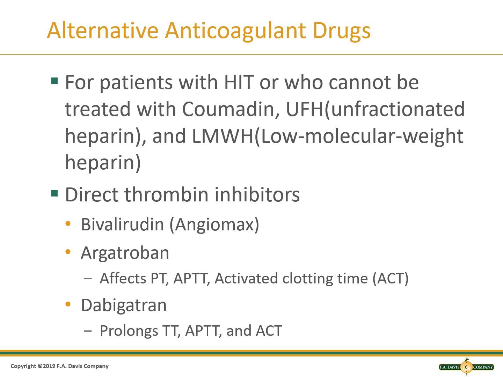For patients with HIT or who cannot be treated with Coumadin, the unfractionated heparin, or the low molecular weight heparin, you have direct thrombin inhibitors. Some of those are Angiomax, argatroban, which affects the PT, the PTT, and activated clotting time. Dabigatran, which prolongs the TT, the PTT, and the ACT.